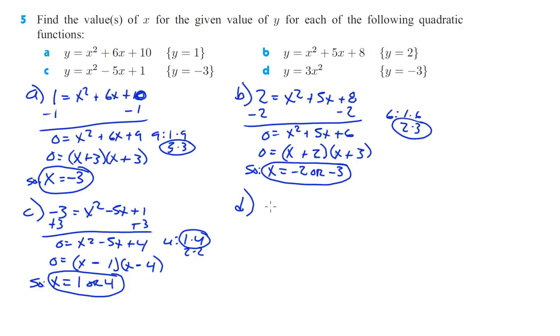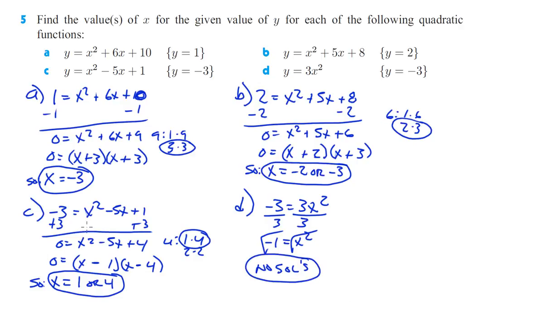All right, D, we get negative 3 equals 3x squared. All right, so since you don't have that x term, let's just divide both sides by 3. Negative 1 equals x squared. So then we square root and say, uh-oh, can't take the square root of a negative. So no solutions. Okay, so that's what we end up with for that one.